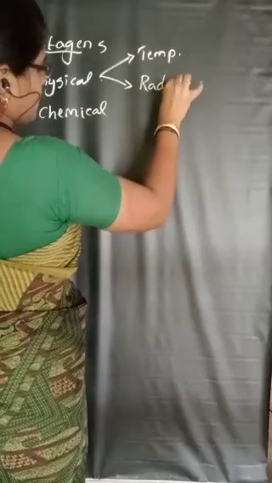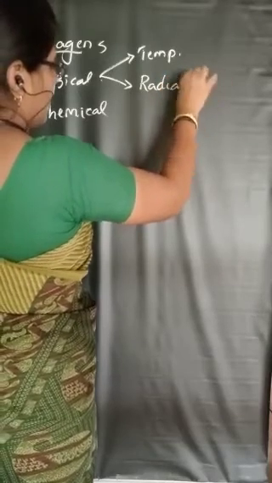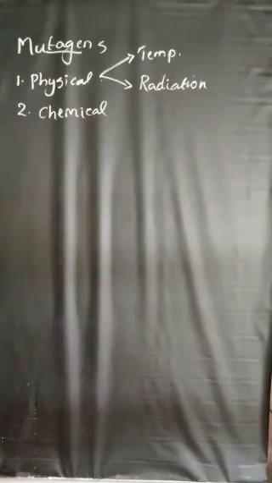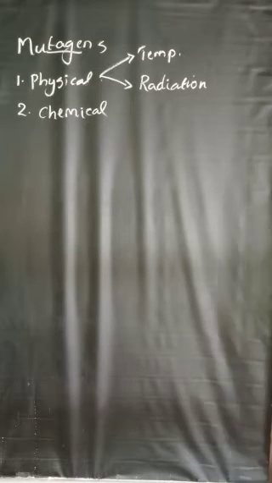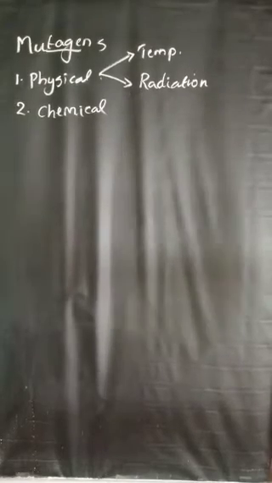Any substance which causes mutation to an organism is called a mutagen, and mutagens are of two types, physical mutagens and chemical mutagens. Physical mutagens include temperature and radiation. Okay, first we will discuss what physical mutagens are.